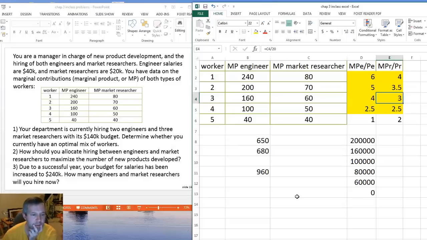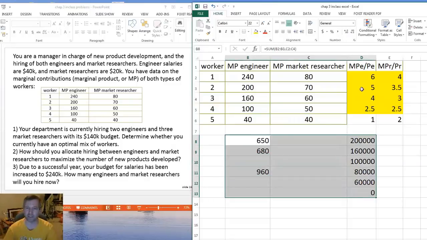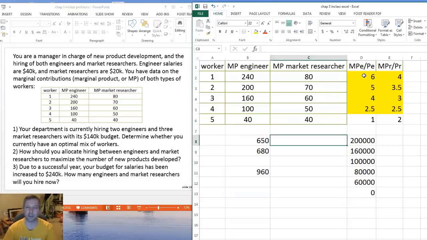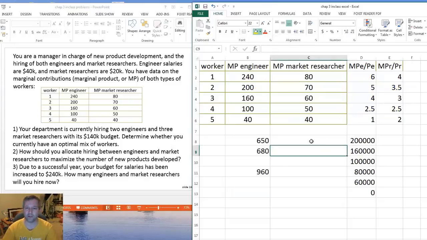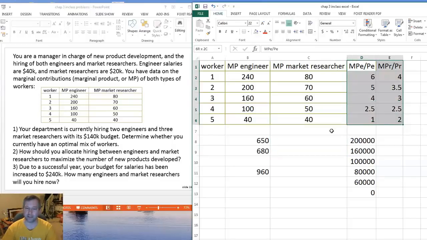How should you allocate hiring between engineers and market researchers to maximize the number of new products? If you just look at the numbers in the table, it might not make a whole lot of sense. As I may have mentioned before, when I came up with these practice problems, I taught the class on campus as a flipped classroom version. I just gave them the PowerPoint slide, and I made this Excel sheet on the fly as I was going over it with them in class, so it's not very pretty.